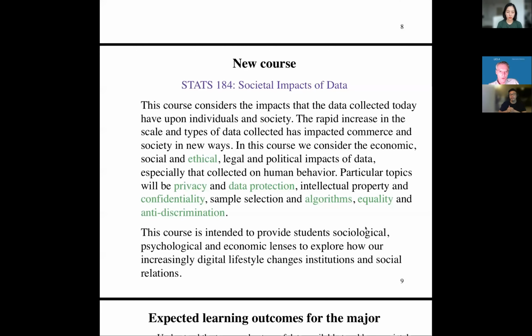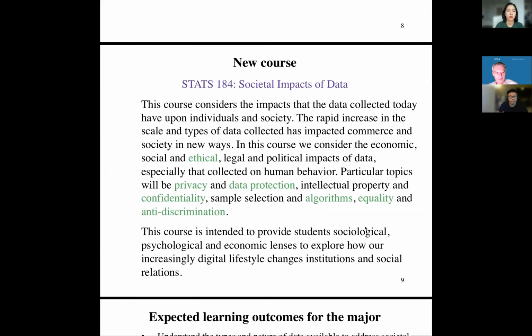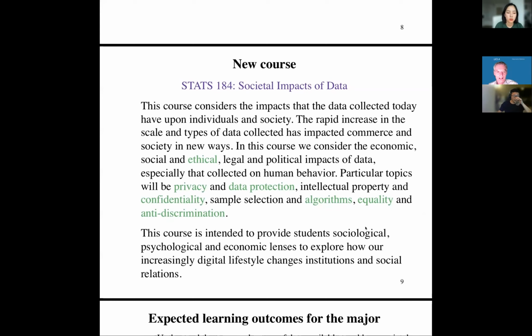I'll just mention one other thing briefly. I'm going to share my screen again. One of the four classes that's required is this societal impacts of data class. So you can see that here. This is called Stats 184. And this is about things like data privacy, data protection, things often called algorithmic bias in the literature, and ideas of anti-discrimination and equality. Now, I've put these words in green.